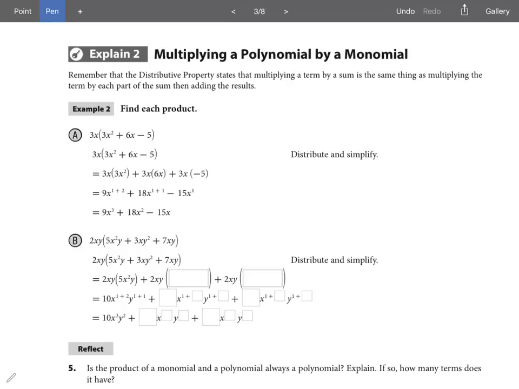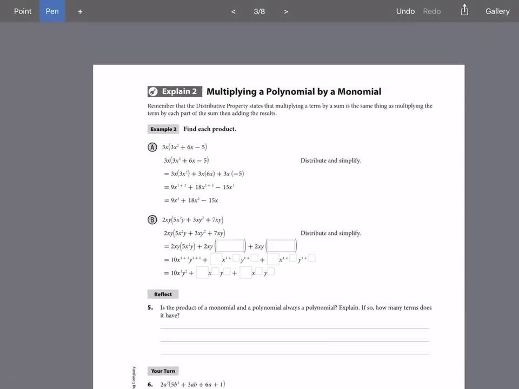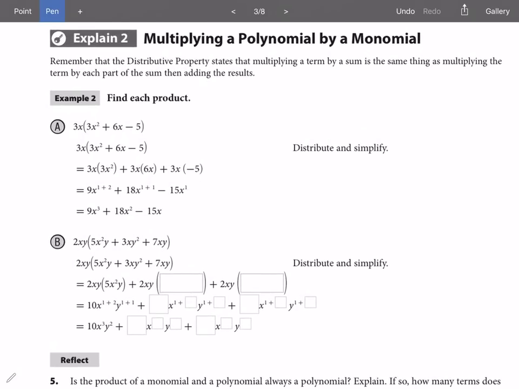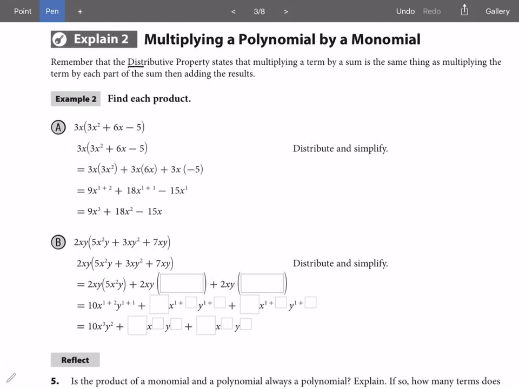So we're going to continue on with 18.1, and we're going to look at Explain 2, multiplying a polynomial by a monomial. We're going to be on page 849. Remember that the distributive property states that multiplying a term by a sum is the same thing as multiplying the term by each part of the sum, then adding the results.